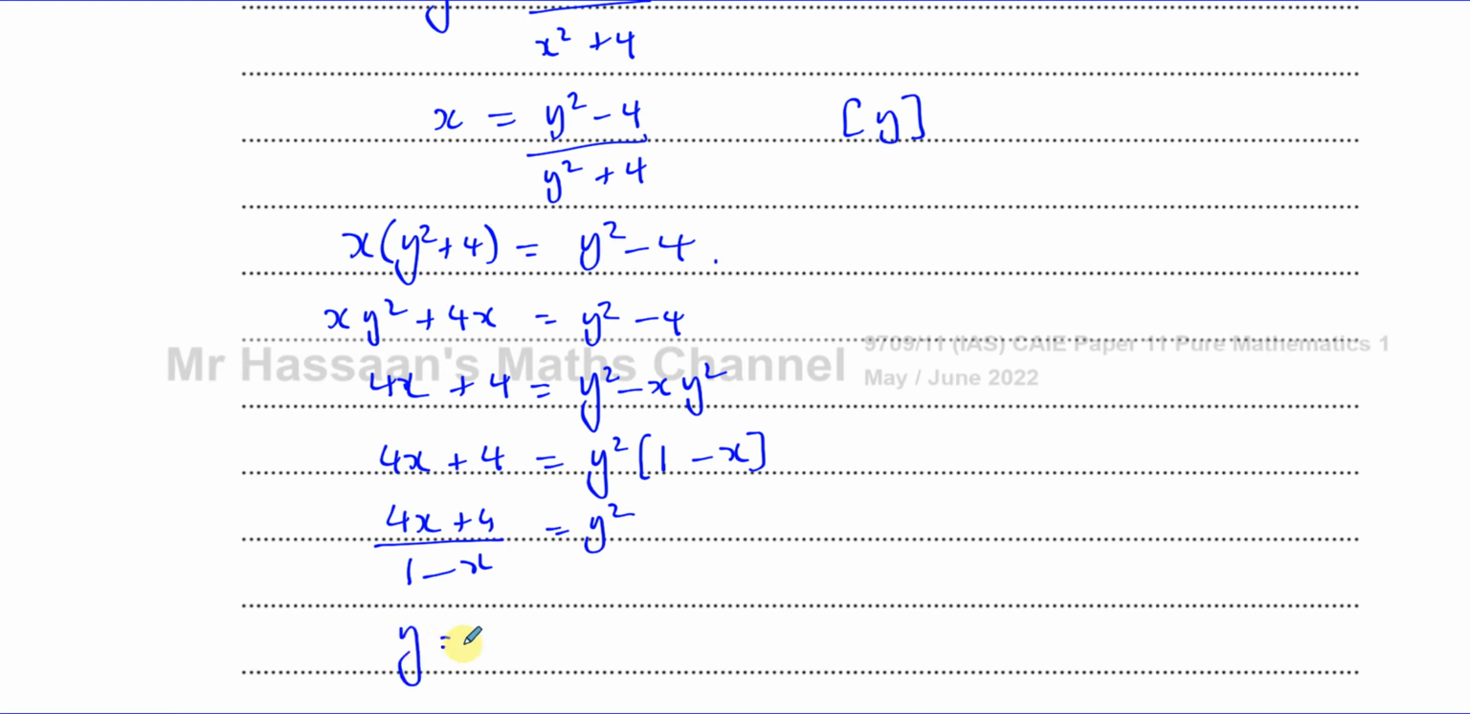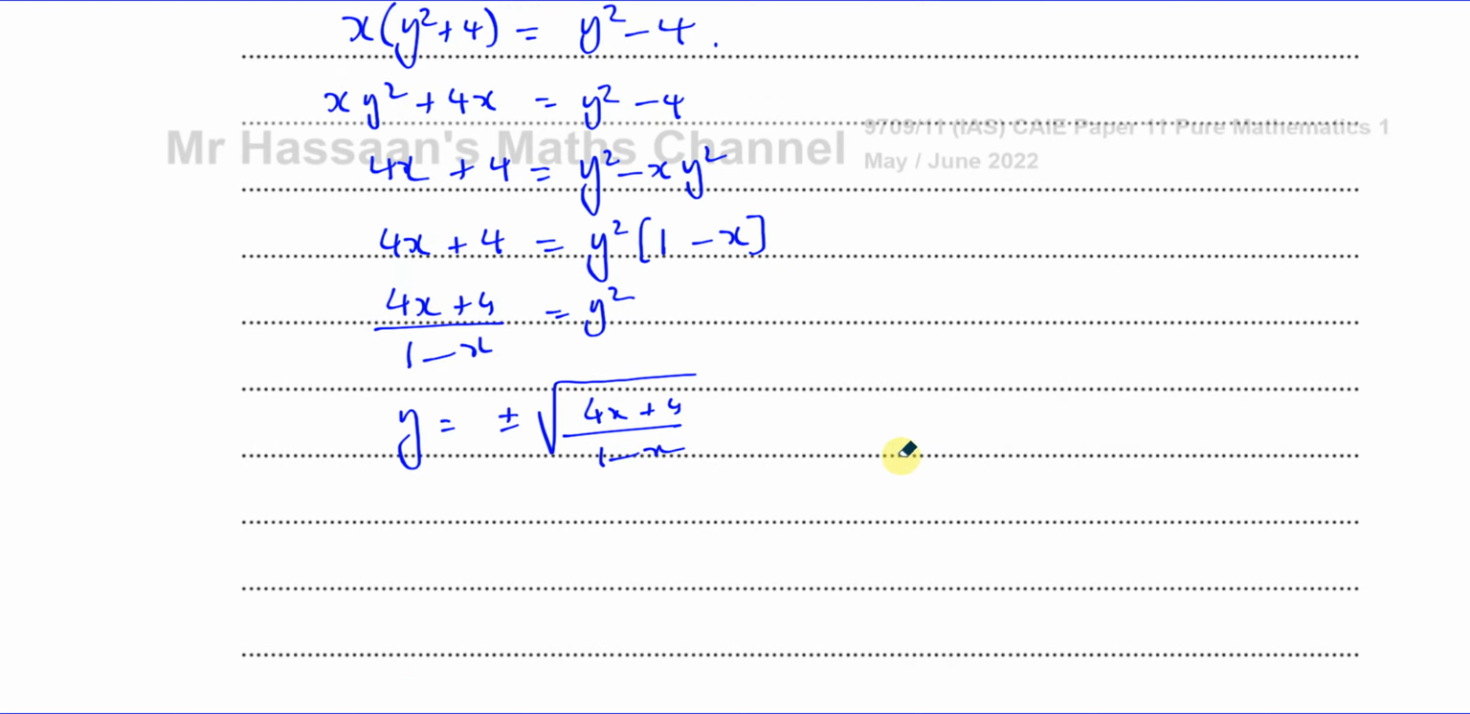So therefore we can say y equals the positive or negative square root of 4x plus 4 over 1 minus x. Now, when we write the inverse function, we can't write both positive and negative square roots, because it won't be a function then. It's going to be a one-to-many. It won't be a function. So when we write our inverse function now, we have to make a choice. Are we going to write the positive or the negative square root of this?